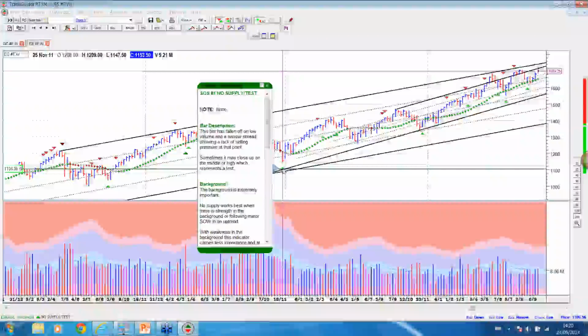And if we put the signal on, no supply. So why is that signal in the right place? Because you can see this signal in uptrends, in downtrends, with weakness in the background. But why is that, do you think, in the right place? Well done, Edwin. That's exactly right.